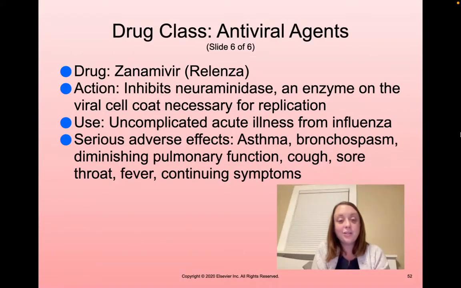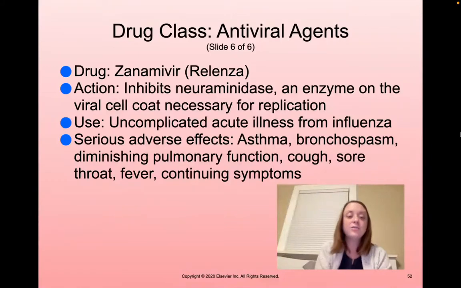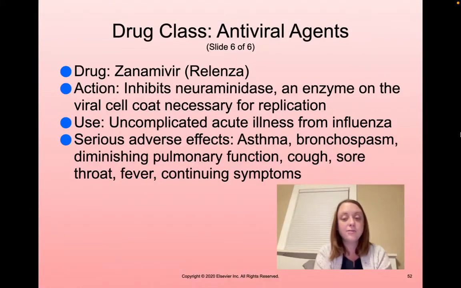Our last antiviral drug is zanamivir or Relenza. This works by inhibiting neuraminidase, which is an enzyme on the viral cell coat that's necessary for replication. It's used for uncomplicated acute illness from flu, but it can have some serious adverse effects like asthma, bronchospasm, diminishing pulmonary function, cough, sore throat, fever, or symptoms can continue when still using this drug.